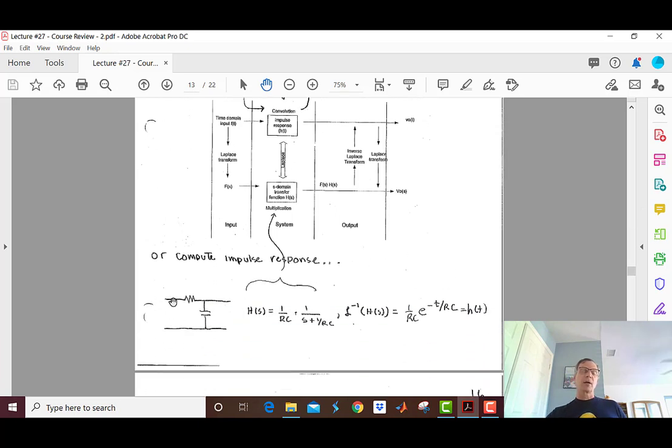Here's an example, our little RC circuit. Here's the transfer function. The inverse Laplace transform of the transfer function is this function right here, 1 over RC, e to the minus t over RC. It's the impulse response of the RC circuit.